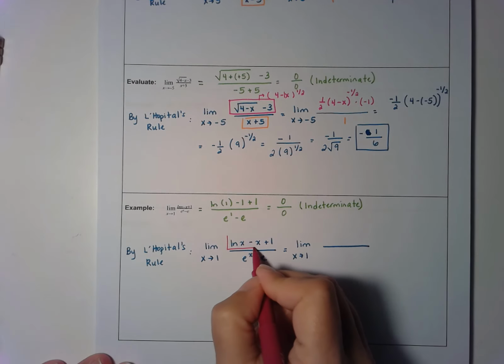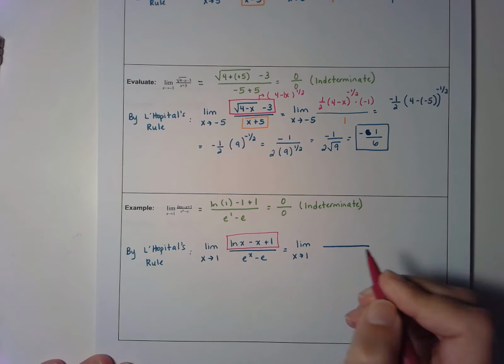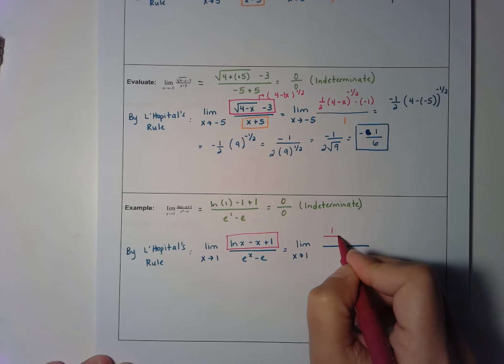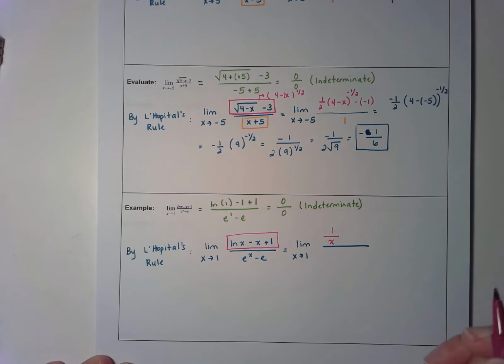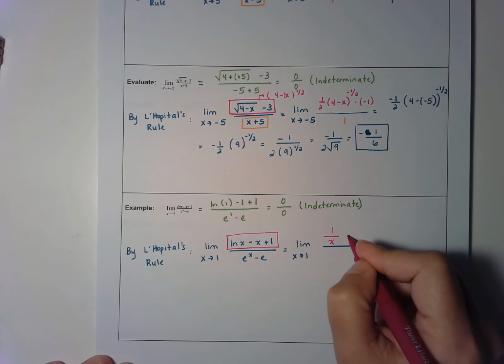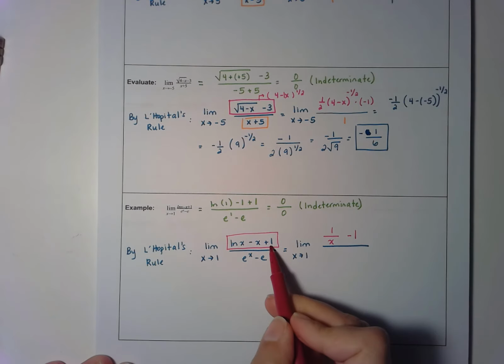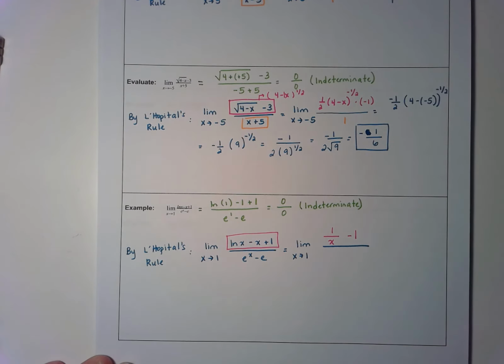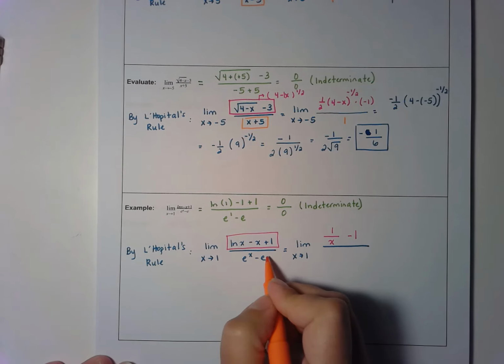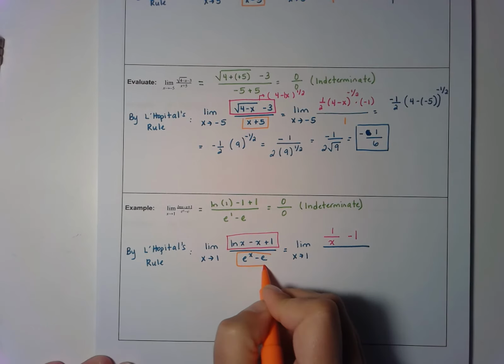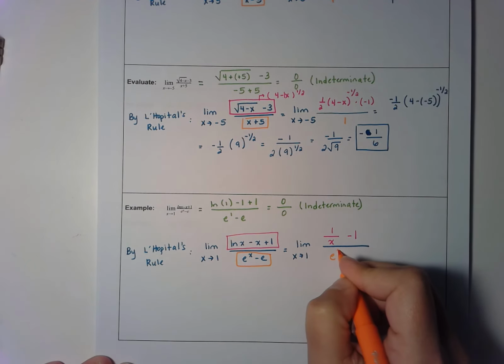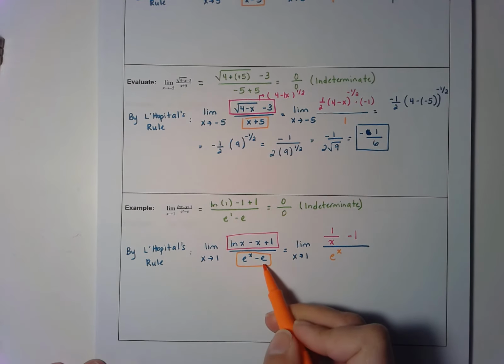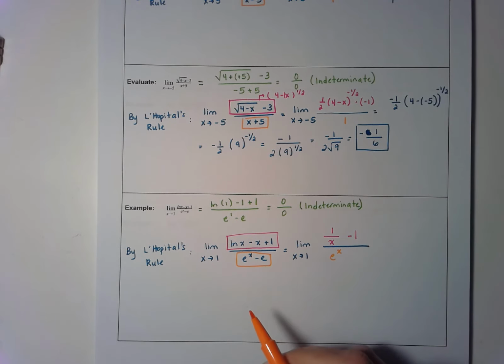So let's start by finding the derivative of the top. The derivative of natural log would be 1 over the stuff. The derivative of negative x would just be minus 1. And the derivative of 1 would be 0. So that's the derivative of the top. And the derivative of the bottom, the derivative of e to the x would just be e to the x. And since e is a number, albeit an irrational number that we're not usually used to working with, e is just a number, so the derivative is 0, so you're done.